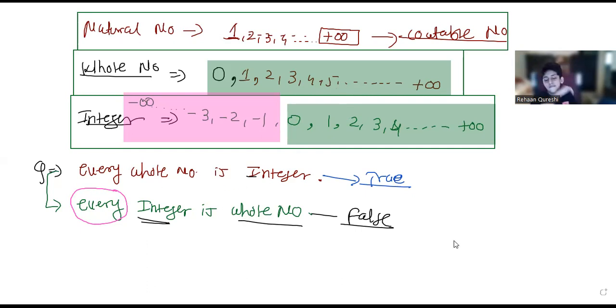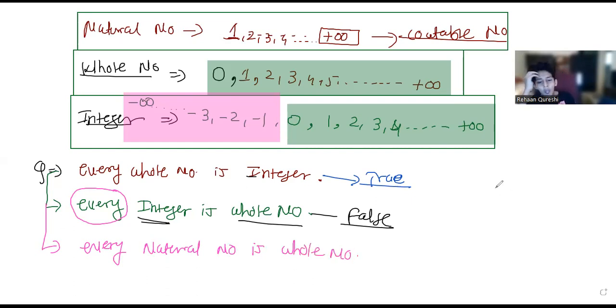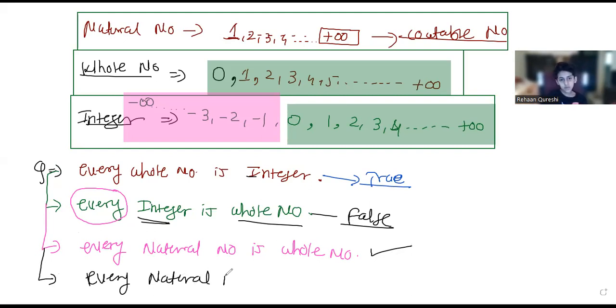ठीक है, like this हम और भी सेंटेंस बना सकते हैं. If I say every natural number is whole number, is it correct? Yes, definitely correct, because positive natural numbers are included. Every natural number is included in whole numbers.